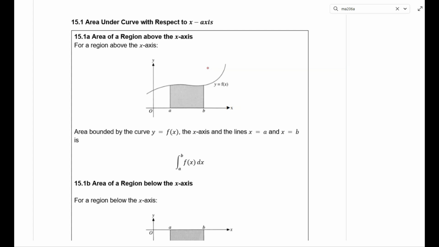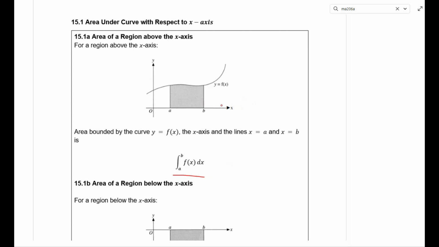For a region above the x-axis, the area is bounded by a curve y equals f(x), the x-axis, and the lines x equals a and x equals b. Then it will be represented in this definite integral with your b and a being your x coordinates. Therefore, this definite integral just represents the shaded area that you see in the diagram above.